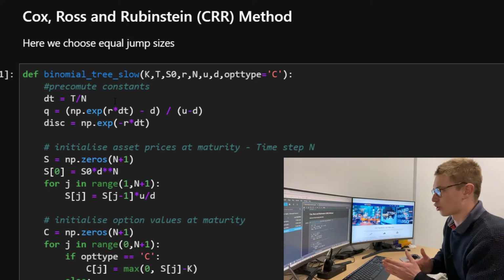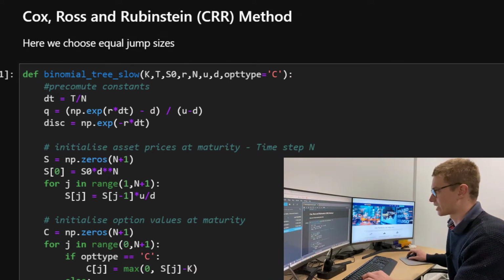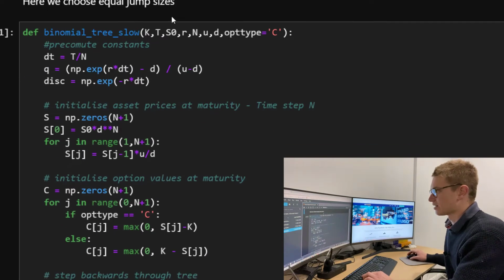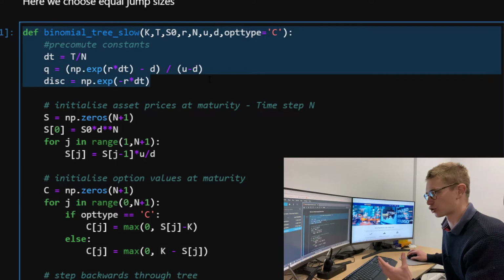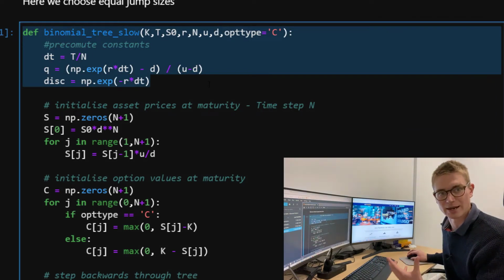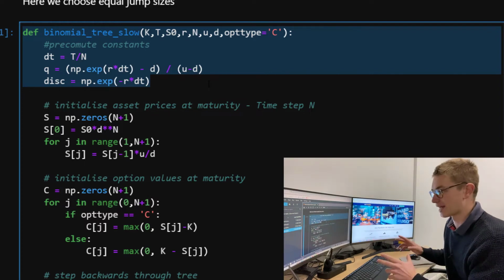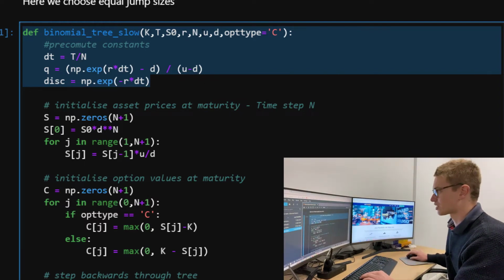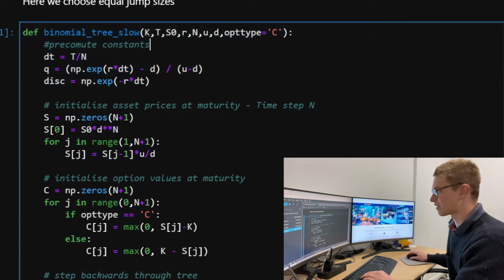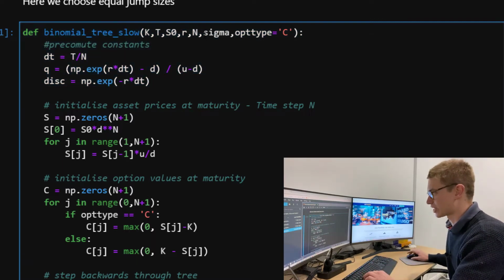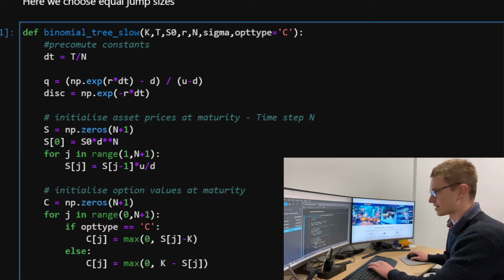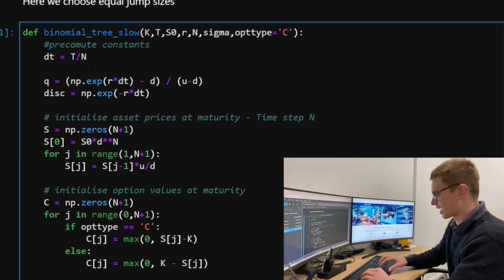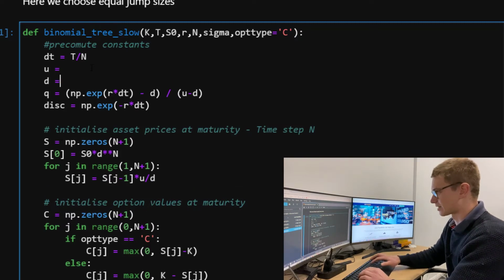So straight into the Cox, Ross, and Rubinstein method. Here we're looking at equal jump sizes. I've copied the binomial tree slow function that I've used in a number of my videos, so feel free to go to my website, download it, and start with this as a base. The first thing you'll notice is that we've still got up and down factors here, so this has to be changed to sigma. We can leave Q as it is, but we're now going to be calculating the up and down factors here.